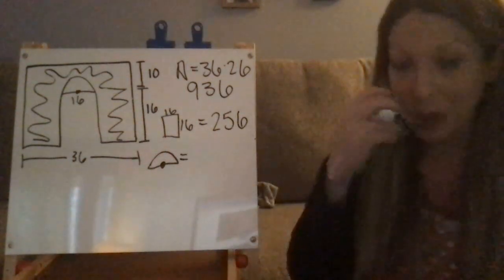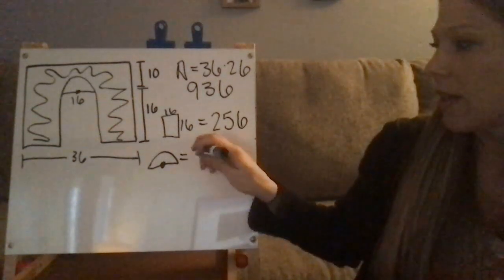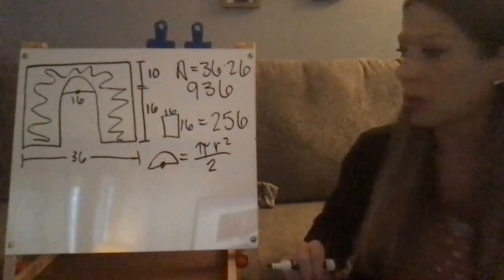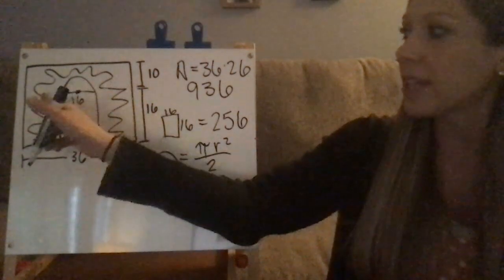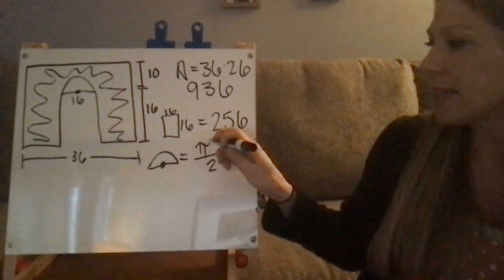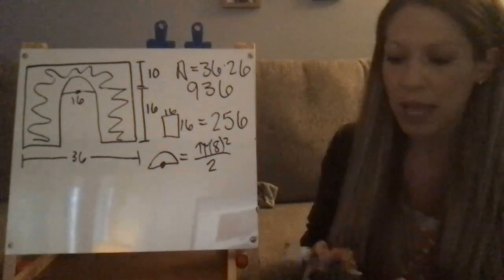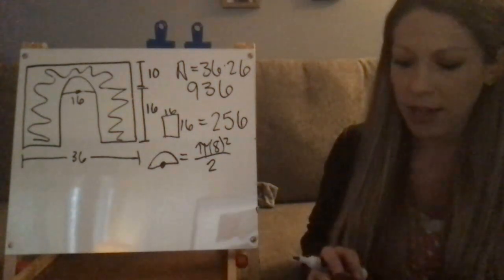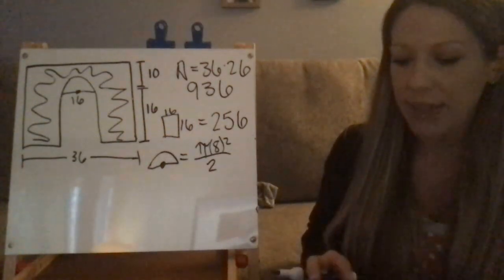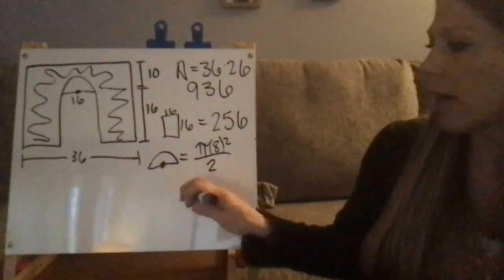Because it's half of a circle, we're going to find the area of a circle, pi r squared, and we're going to divide it by 2 because we only want half of that circle. So our radius, we can see that the distance all the way across is 16, which means that our radius is 8. So let's go ahead and find the area of that half circle by taking pi r squared, or 8 squared, 64 times pi, and then dividing that answer by 2. And so the area of that half circle is about 100.5.